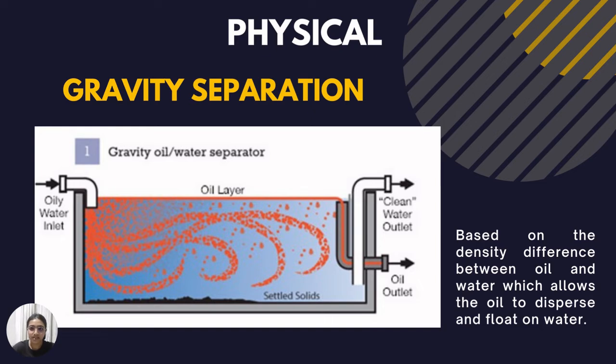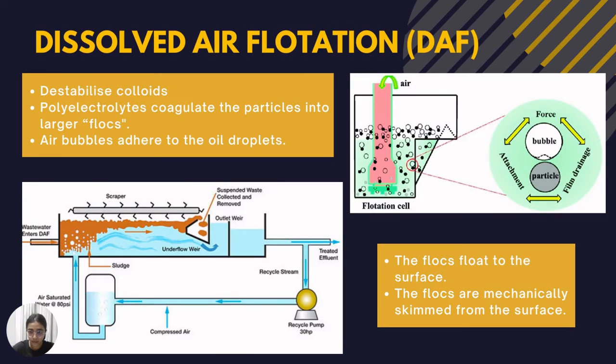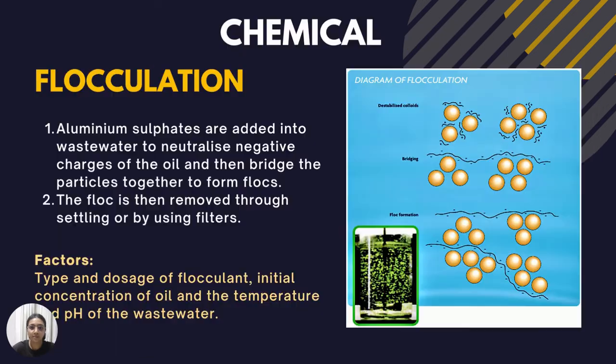Firstly, physical treatment can be classified into two processes: gravity separation and dissolved air flotation. Gravity separation is based on the density difference between oil and water, which allows the oil to disperse and float on water. On the other hand, dissolved air flotation is a process where iron chloride and aluminium polychloride are used to destabilize colloids and break them into small particles which coagulate into larger flocks. Then, air bubbles are introduced that adhere to the oil droplets and float the flocks to the surface. Finally, the flocks are mechanically skimmed from the surface.